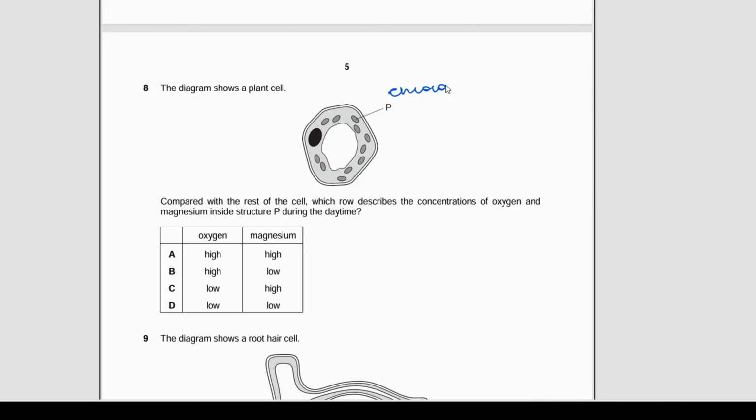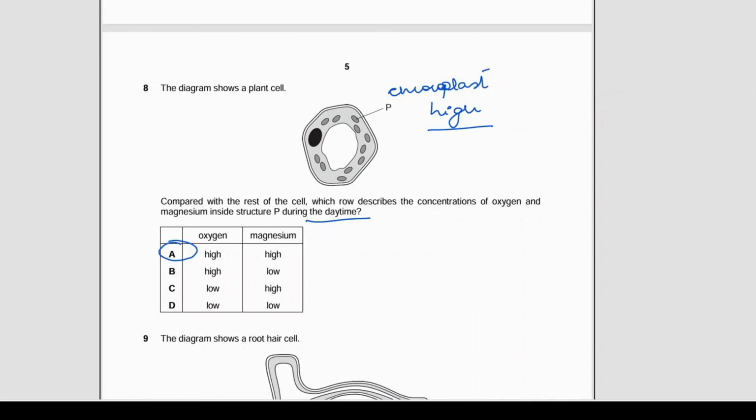Chloroplast. So it would have more magnesium or less magnesium since it has the chlorophyll? Okay, so it would have high magnesium. And what about oxygen during daytime? Why? During the day, the rate of photosynthesis is high, so more oxygen is produced, so the concentration is higher.